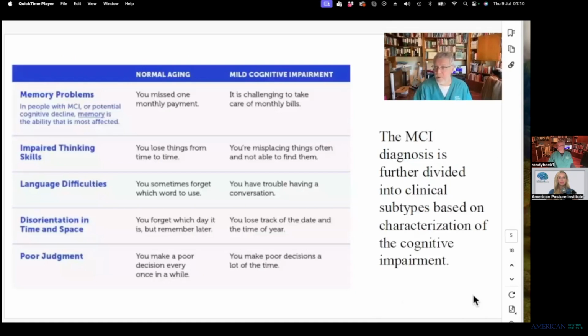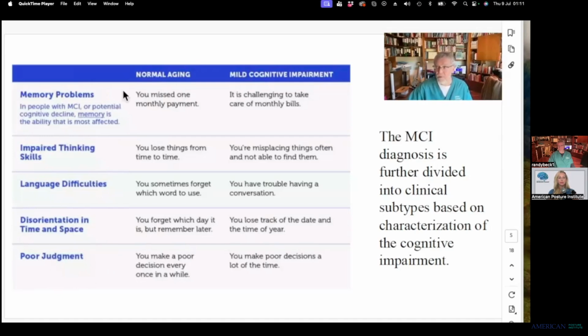Okay, so let's talk about mild cognitive impairment again, because it is further divided into clinical subtypes based on the characterization of cognitive impairment involved. So we have one big category which involves memory, another that involves thinking skills, another that involves language difficulties, another, disorientation in time and space, and then another which involves poor judgment. So basically, in normal aging, we may experience all of these things. However, it's a bit more mild in its expression.